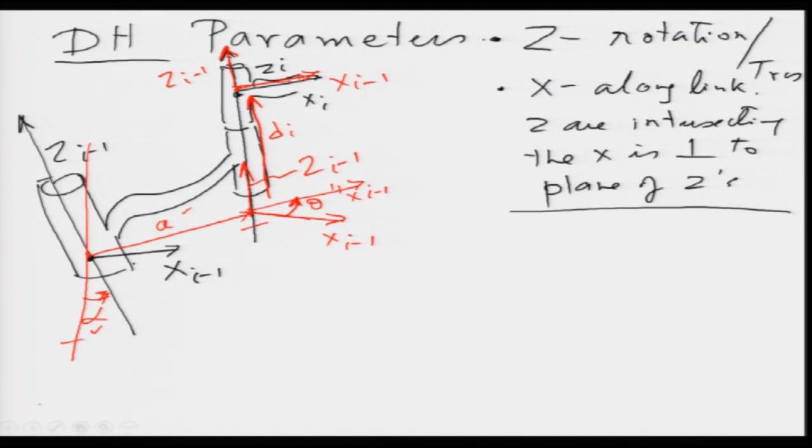So how many transformations were involved? One was rotation by alpha, one was a translation by a, again a rotation by theta, and then a translation by d. And these are four parameters which are called the DH parameters.